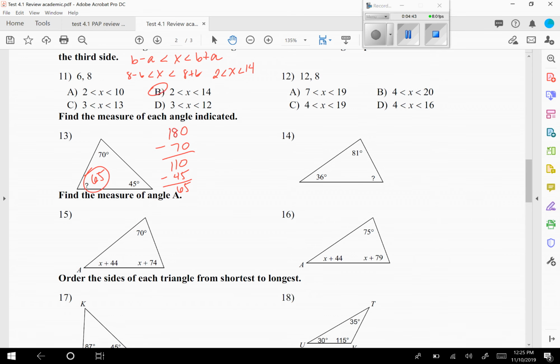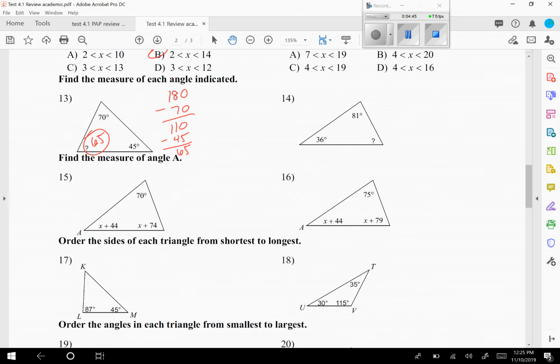Okay, so that's your missing angle. Okay, now these ones. So let's find the measure of angle A. So we're going to have to find this one. But in order to find it, we first have to find X. And then we're going to recognize that we have the 3 angles of a triangle, so they should add up to 180.